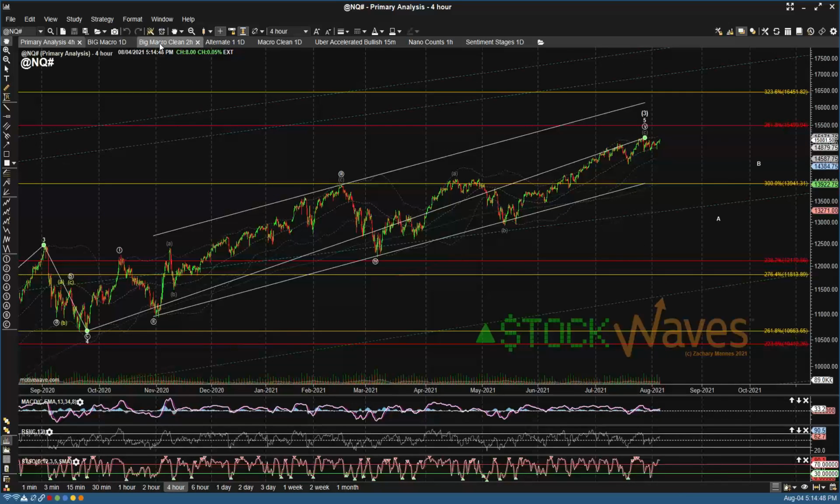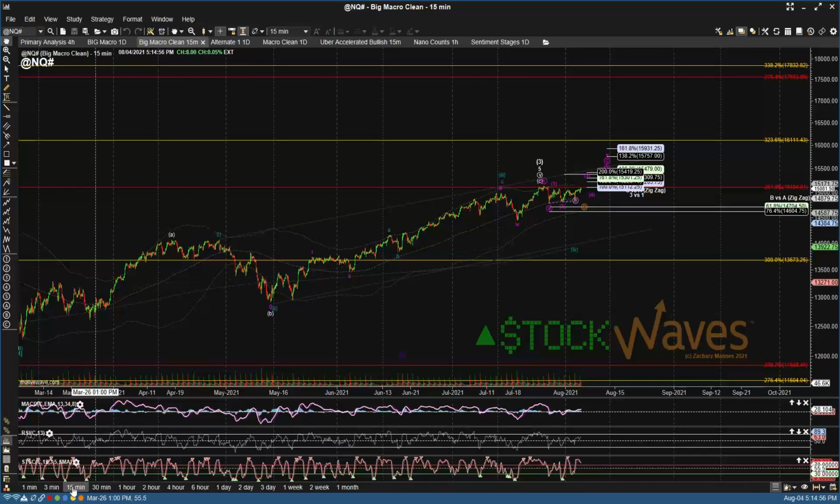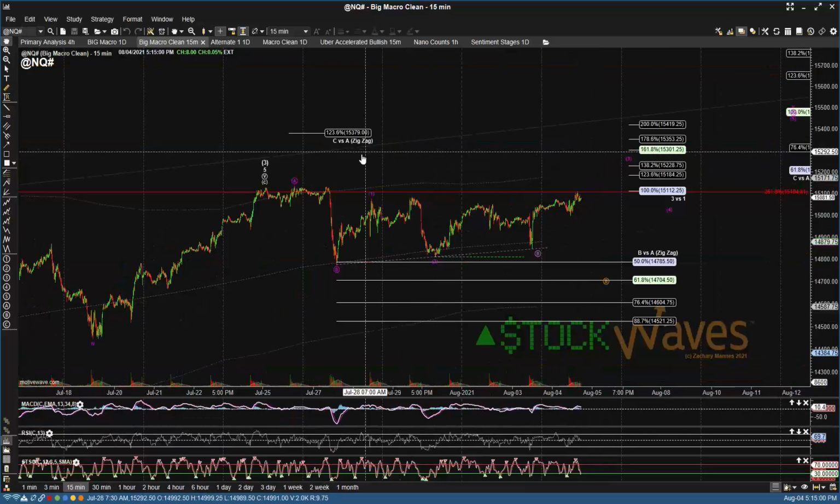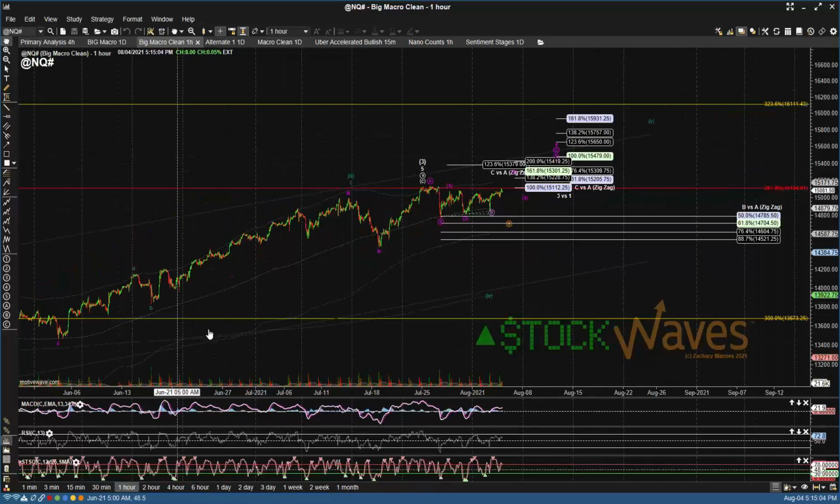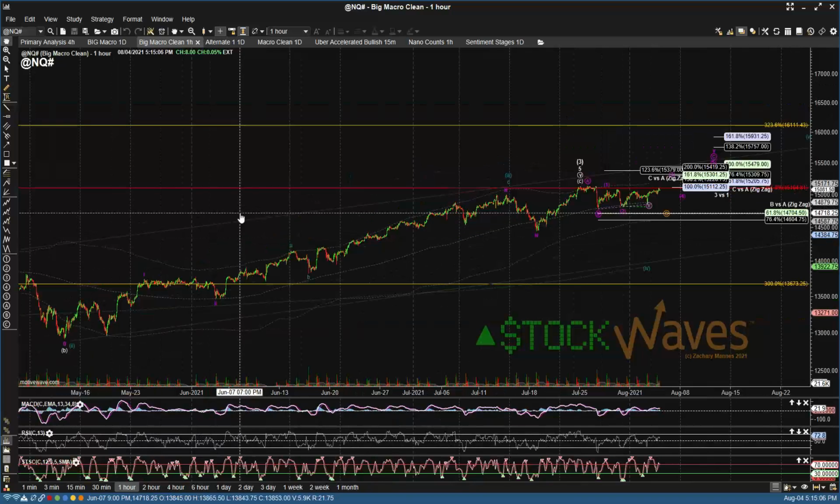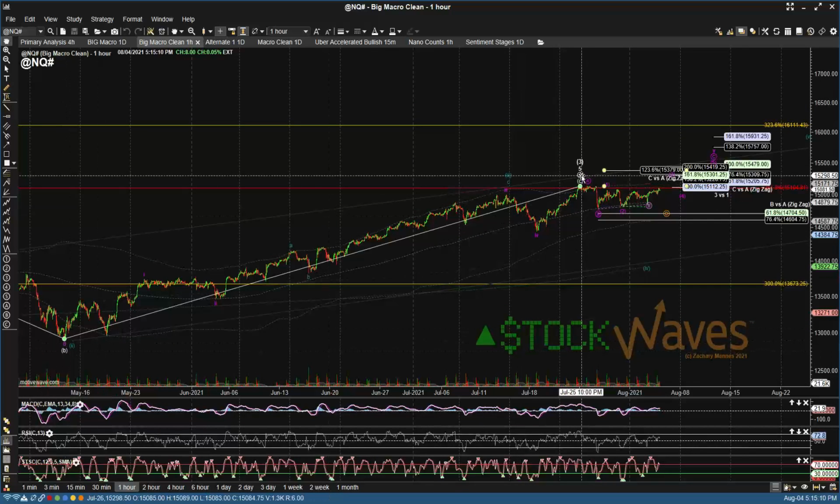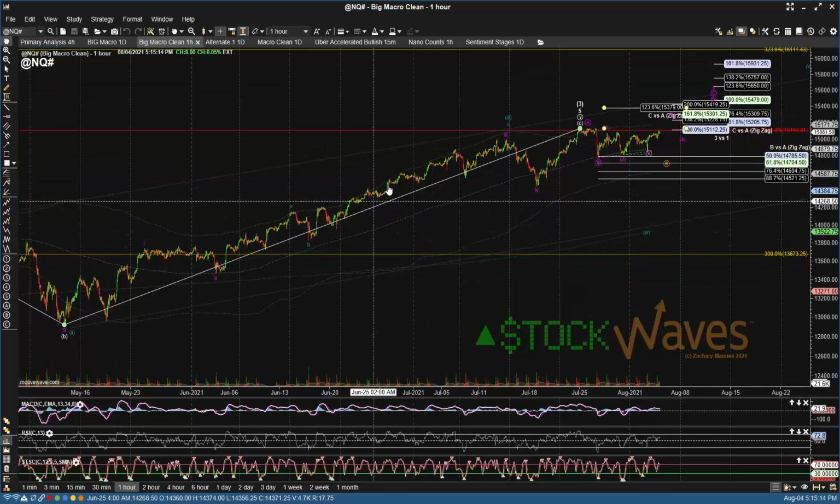So now when we go to the smaller time frames, I know it seems a little bit misleading that I have it labeled as big macro clean, but that was just the cleanest tab that was available at the time to shift over to start looking at some micro count. So I'm going to zoom in here. Now we're just looking at the C wave of the circle wave 5 that we were looking at on the larger 4-hour chart from before.